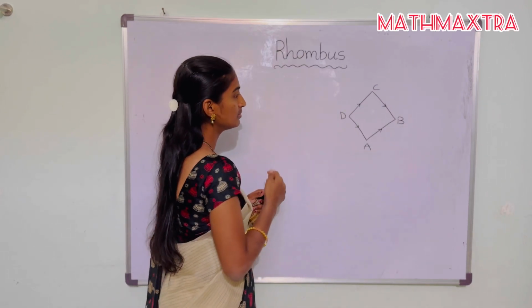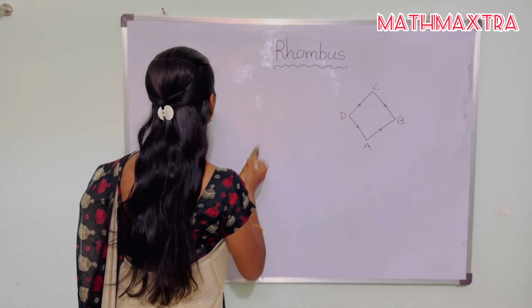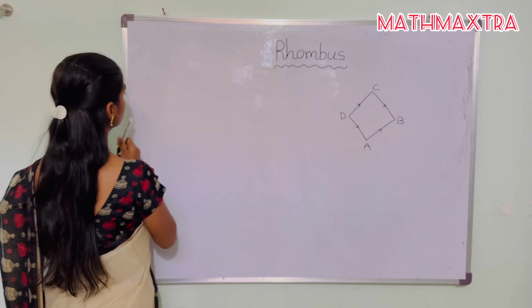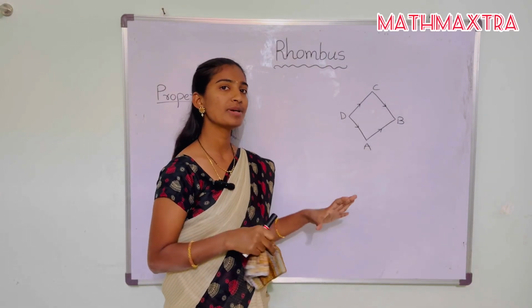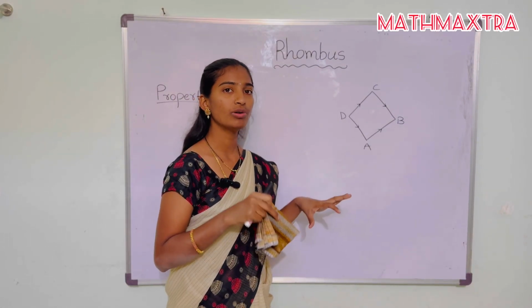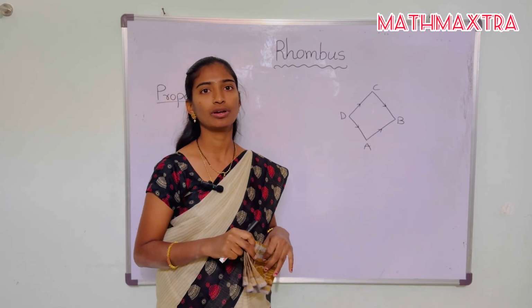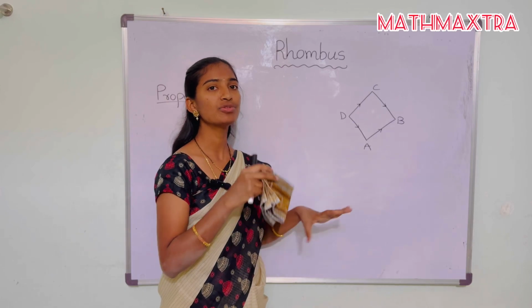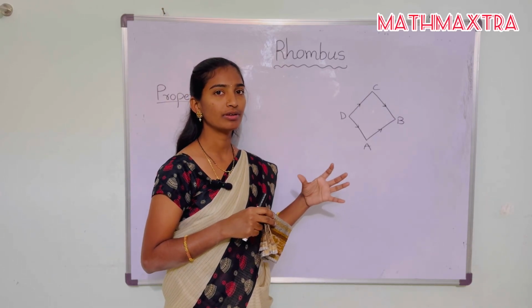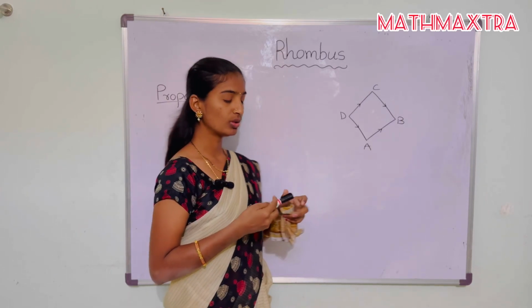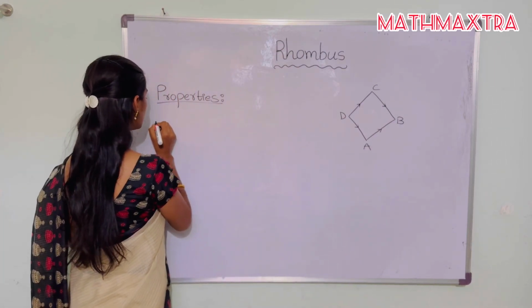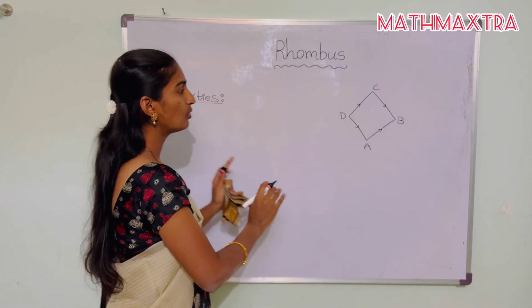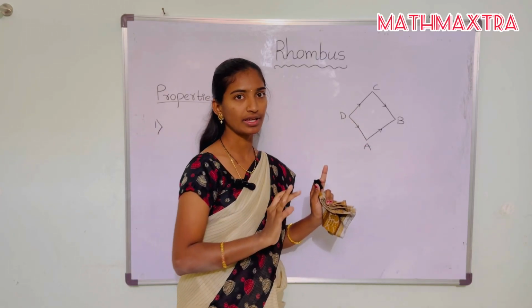And we'll see different properties of a rhombus. Every rhombus is a parallelogram. It holds all the properties of a parallelogram, isn't it? And along with those properties, we have some other properties for a rhombus. So what are those? The first property is, we know all the sides of a rhombus are equal, isn't it?